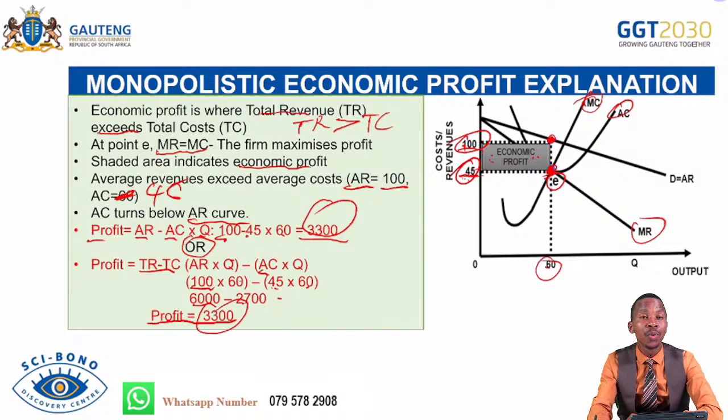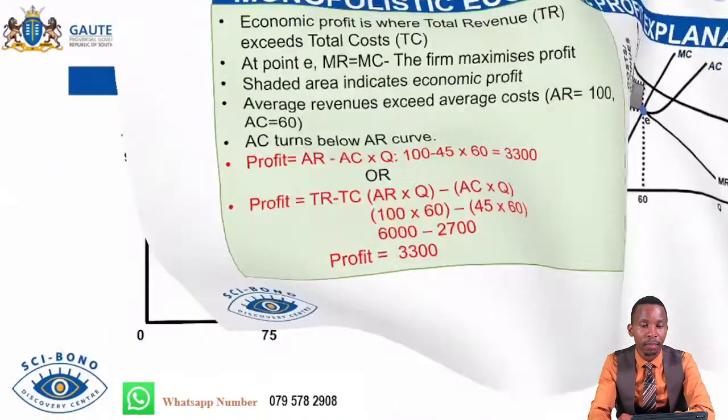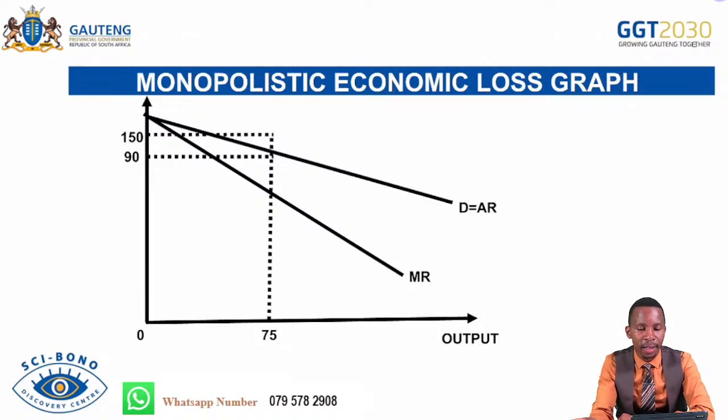So it's up to you as a learner. Any formula that you use will give you the same amount of profit or loss. So in this case, the firm is enjoying a supernormal profit. It might be the short run. And then the economic loss is indicated again here.